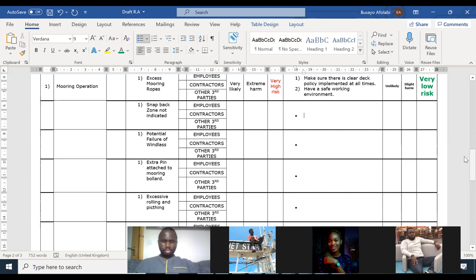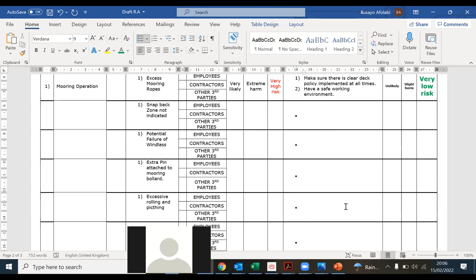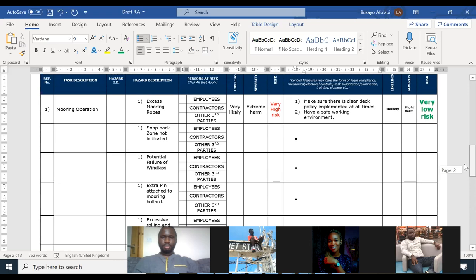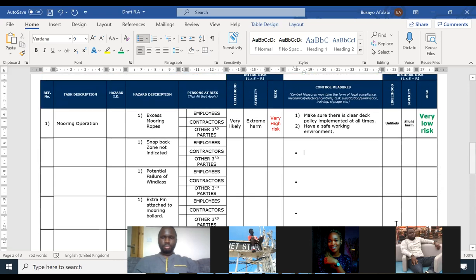But you still need to go in there. What do you do? You have to reassess the situation again and put additional control measures. One of the additional control measures you can put in is for you to use a BA set. I think we are clear enough about the risk assessment.